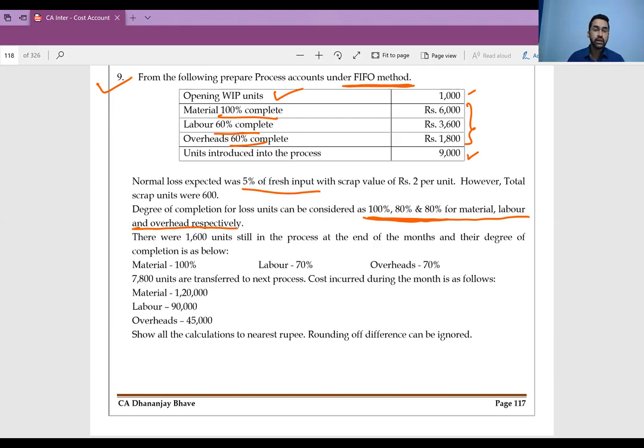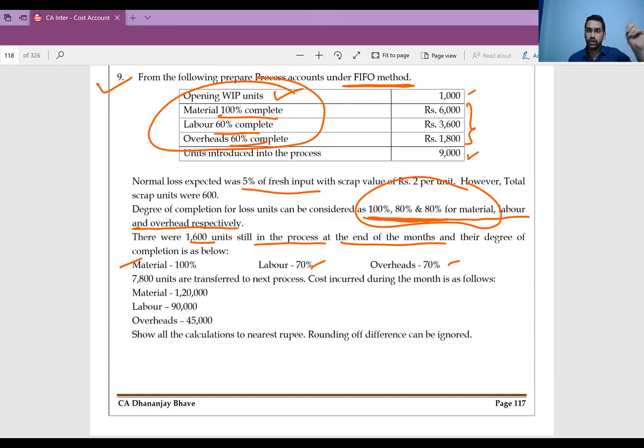There were 1600 units still in process at the end of the month. This is your closing WIP. Okay. And their degree of completion is 70. Now you should not get confused. There are three DOCs. I'm highlighting. The first one is opening WIP DOC. Second one is abnormal loss DOC. Third is closing WIP DOC. Okay, sir. Understood.